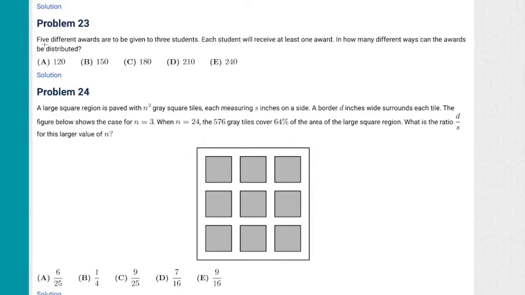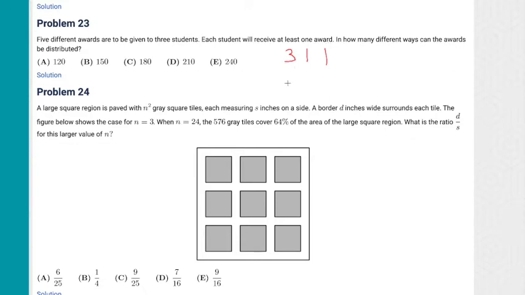Problem 23. 5 different awards are to be given to 3 students. Each student's getting at least 1 award. How many different ways can the awards be distributed? So we can have the situation where there's one student getting 3, another student getting 1, and the final student getting 1. 3 plus 1 plus 1 is 5.